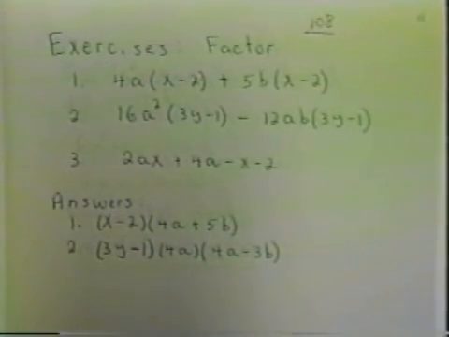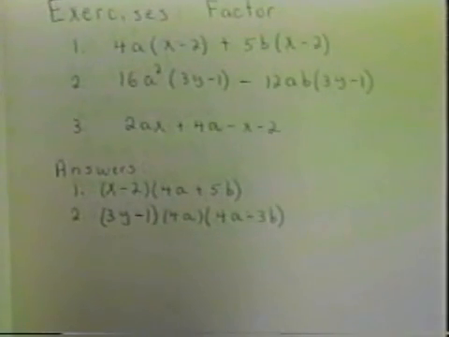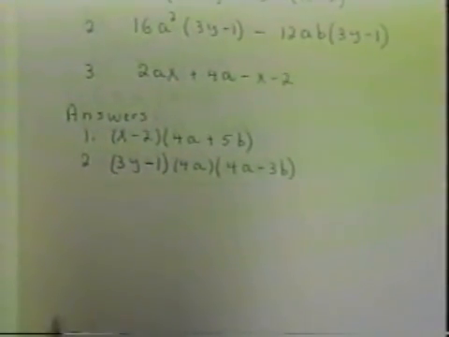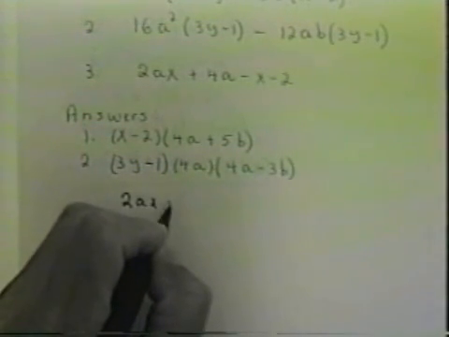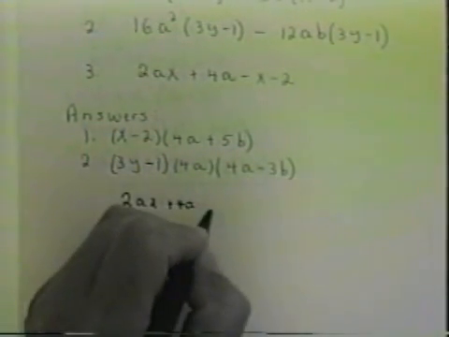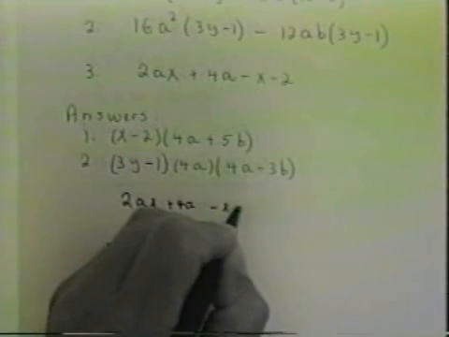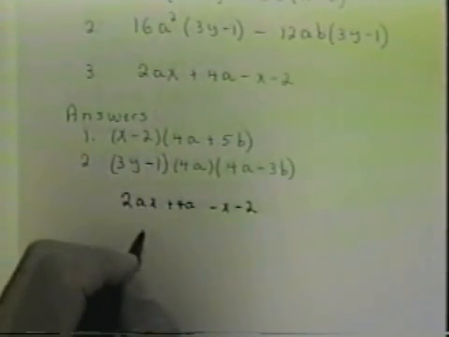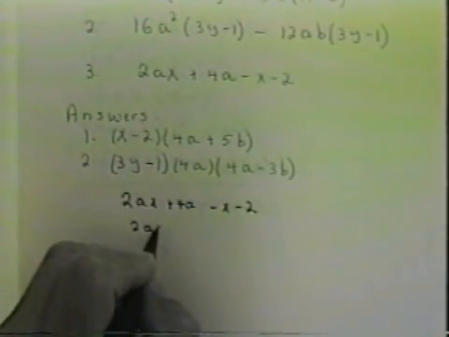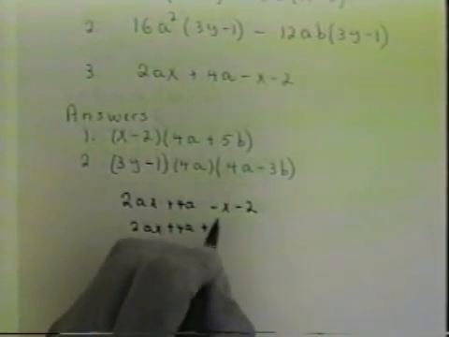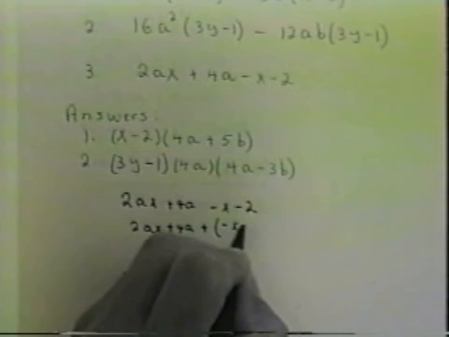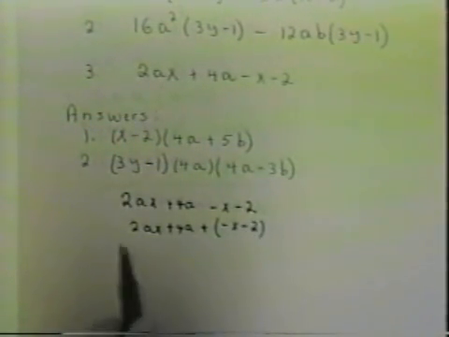The third one, I did not give you the answer because I want to go through and work it for you, since that's a little tougher. We have 2ax plus 4a minus x minus 2. I'm going to rewrite it as 2ax plus 4a plus the opposite of x minus 2.